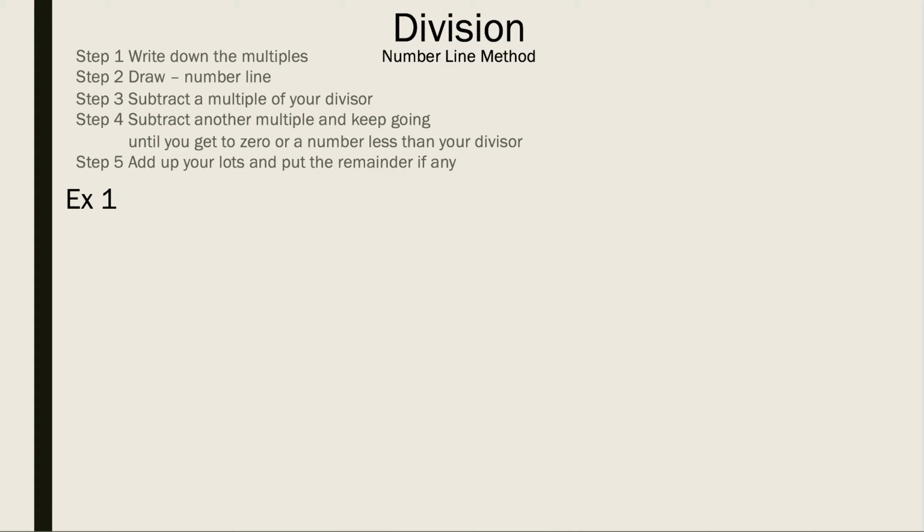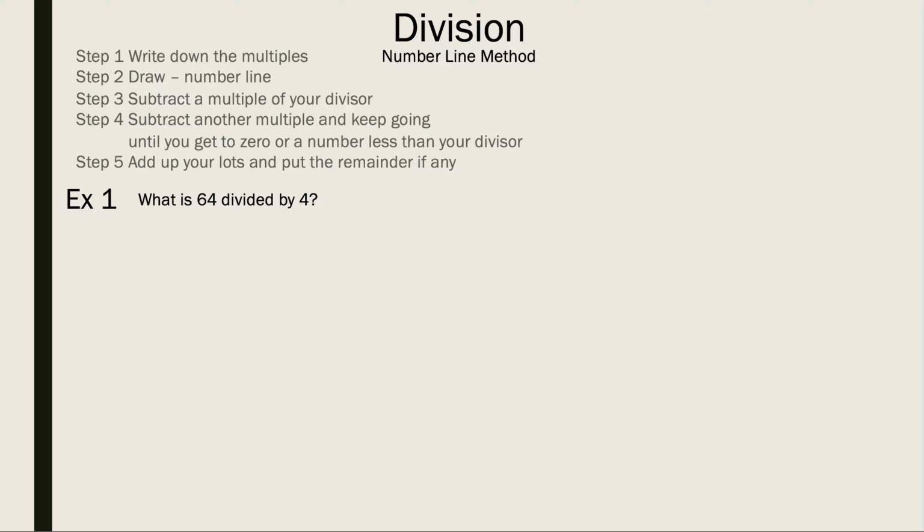Now let's take a look at the steps. Step 1, write down the multiples of your divisor. Step 2, draw a number line. In math, drawing is a good first step for every single question. Step 3, subtract a multiple of your divisor. Step 4, subtract another multiple and keep going until you get to 0 or a number less than your divisor. Step 5, add your lots and put the remainder, if any.